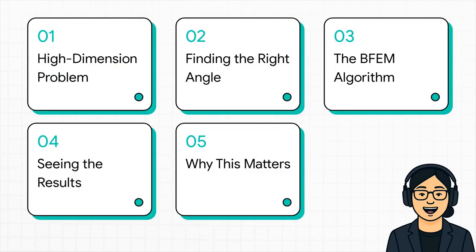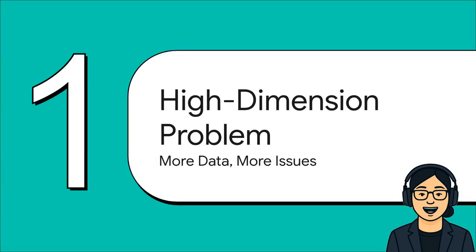We're going to start with the core problem that modern data creates. Then we'll look at a really clever way to approach it, introduce the algorithm that makes it happen, and finally check out the results and talk about why this all matters. All right, let's jump right in.